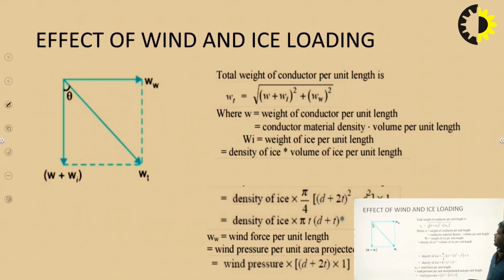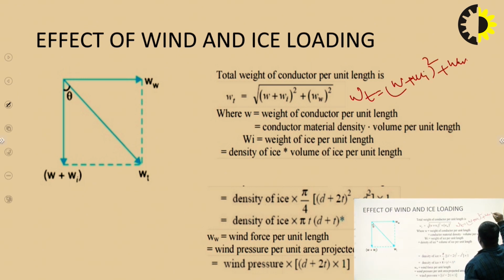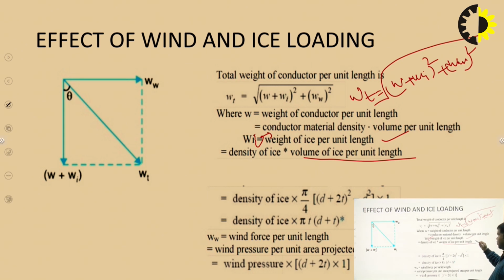So the effect of wind and ice loading: the weight of the conductor per unit length is WT equal to the root of (W plus WI) square plus W wind square. Where W equal to weight of the conductor per unit length and WI is the weight of ice per unit length, the suffix I denoting ice, equal to the density of ice times the volume of ice per unit length.